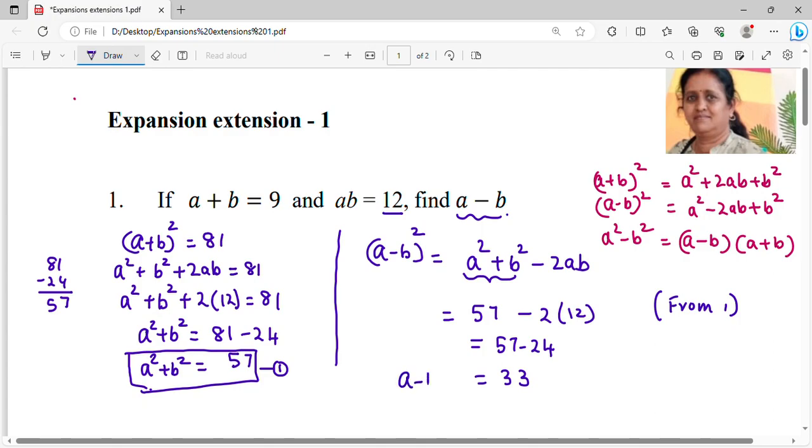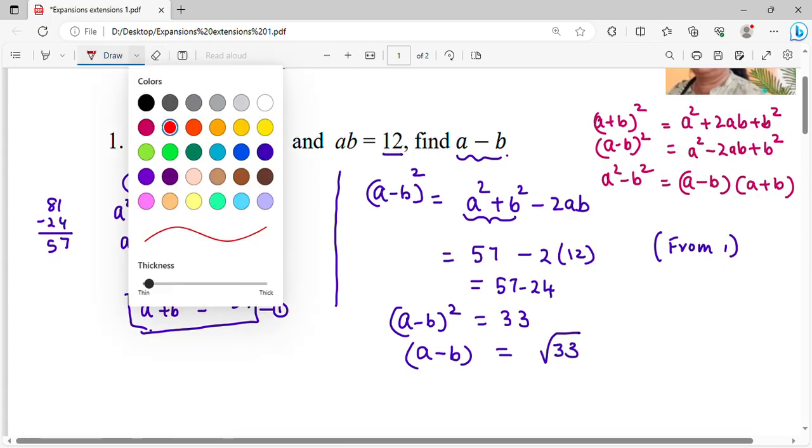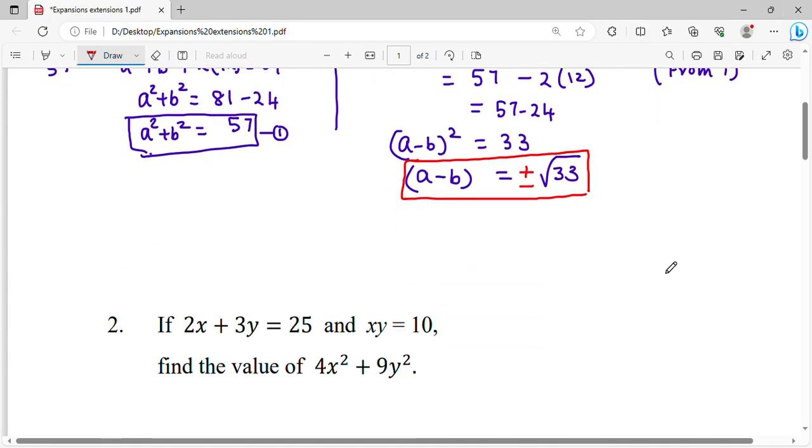And what would be a minus b? So a minus b would be the square root of 33. Whenever you have a square root, I want all of you to note that you can have two possible values, that is plus and minus. So it's always mandatory that you use plus and minus when you are doing the square root. So this is how you would apply identities to find whatever is asked. Let's go on and see how to do the next question.